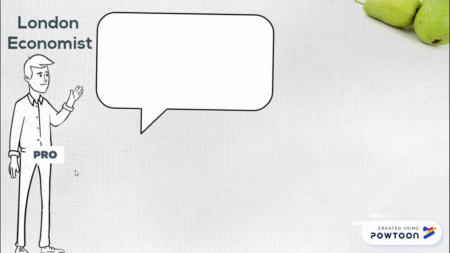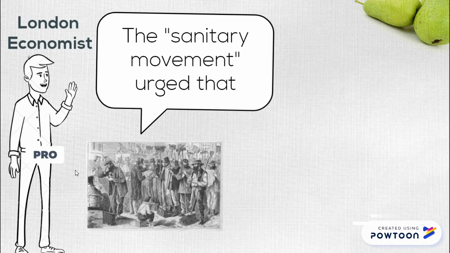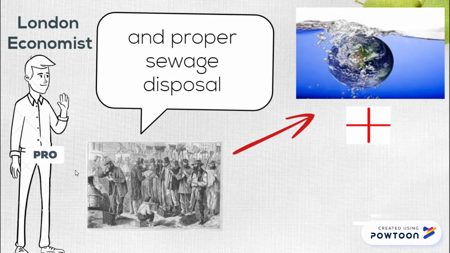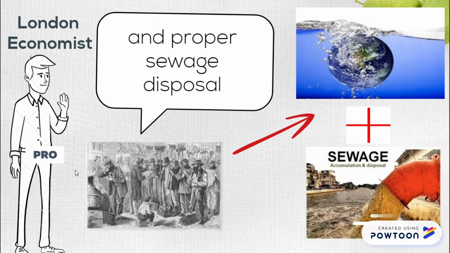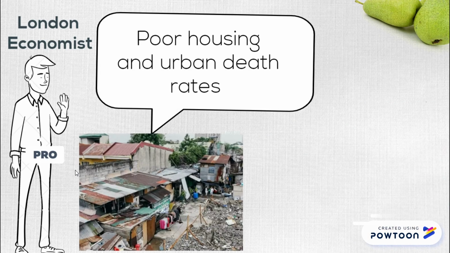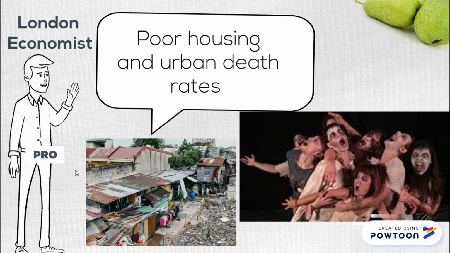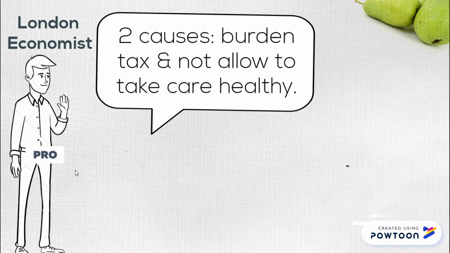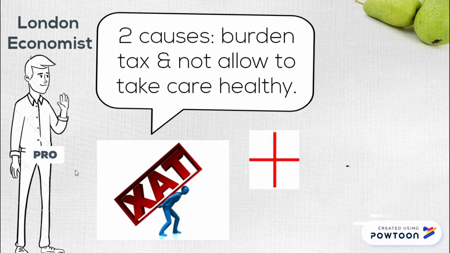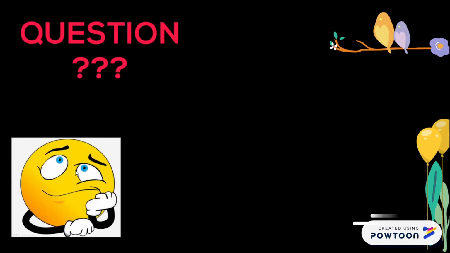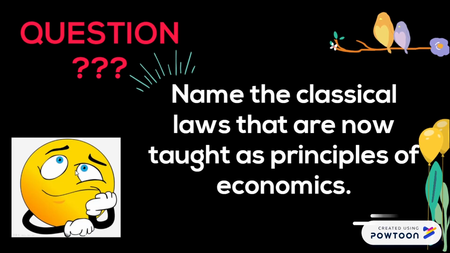The London Economist criticized the sanitary movement, which urged that the government require a pure water supply and proper sewage disposal. The Economist declared that poor housing and urban death rates came from two causes: the poverty of the masses due to the increase of taxation inflicted by the new law, and that the people have never been allowed to take care of themselves. Question: name the classical laws that are now taught as principles of economics.